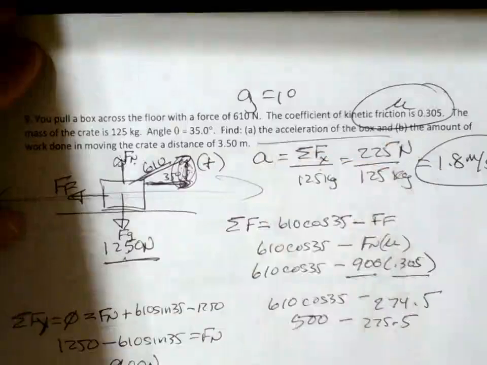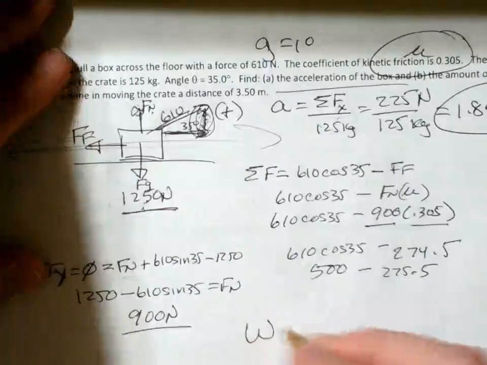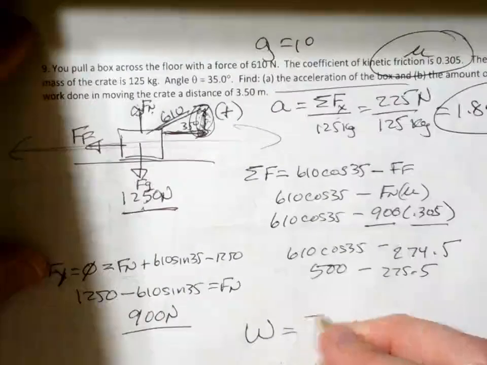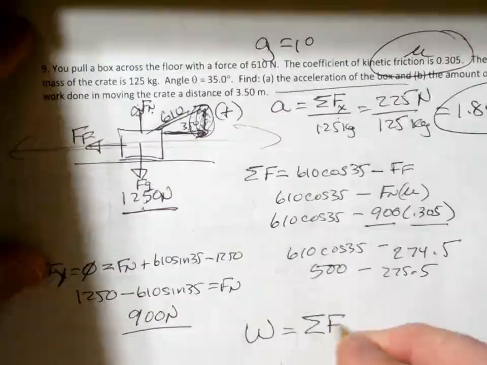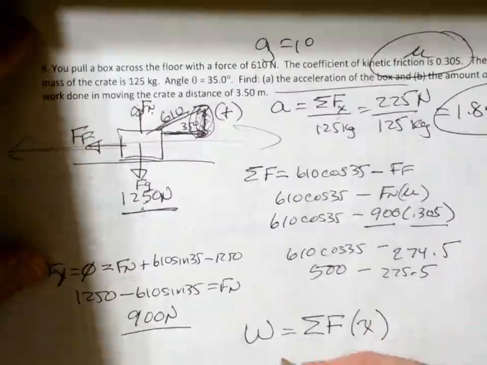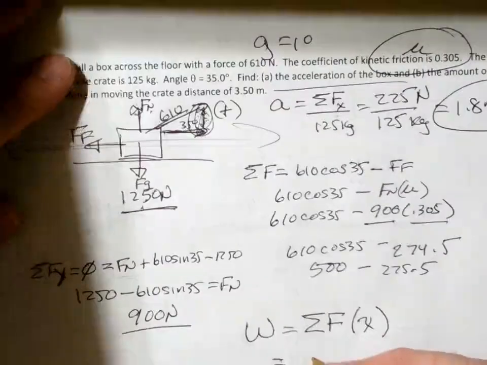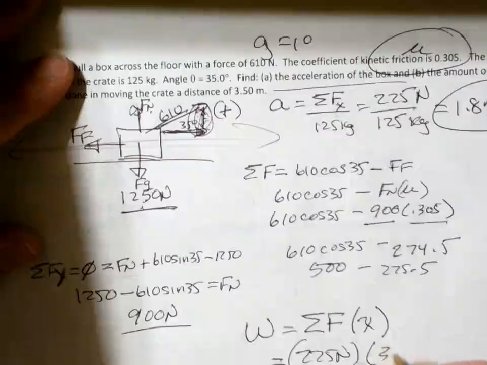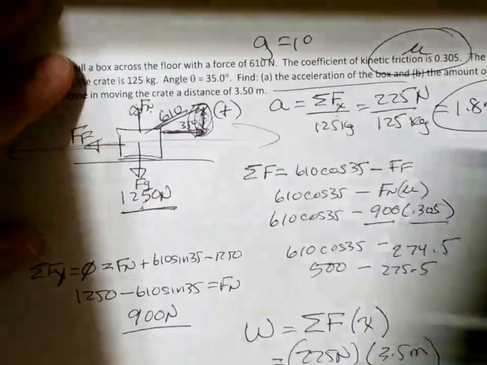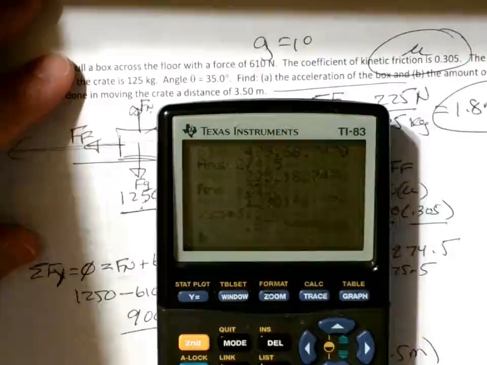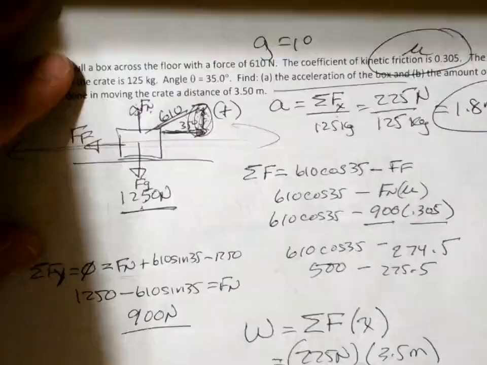That's the acceleration of the box. The amount of work done is equal to the net work, I suppose, which is going to be the net force times the displacement. Sure, how about that? The net force was 225 newtons times 3.5 meters, which is 788 joules.